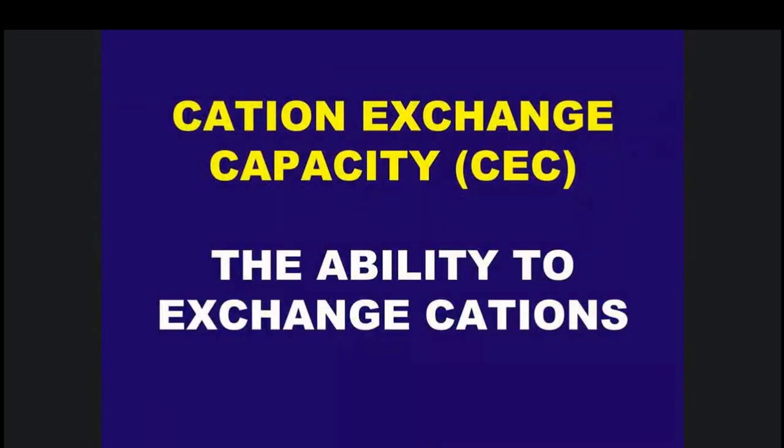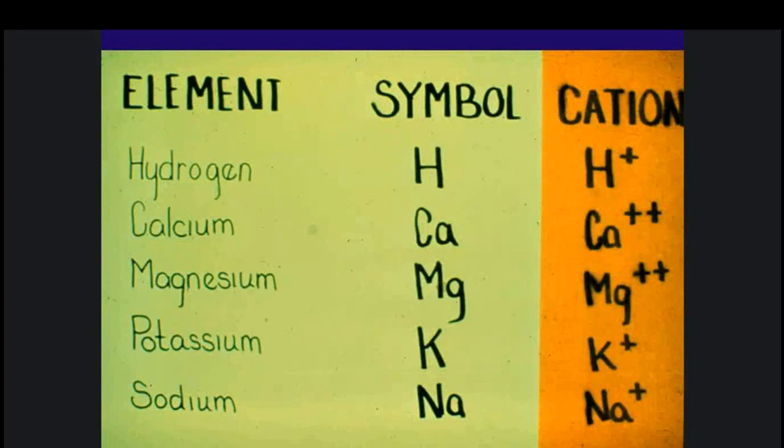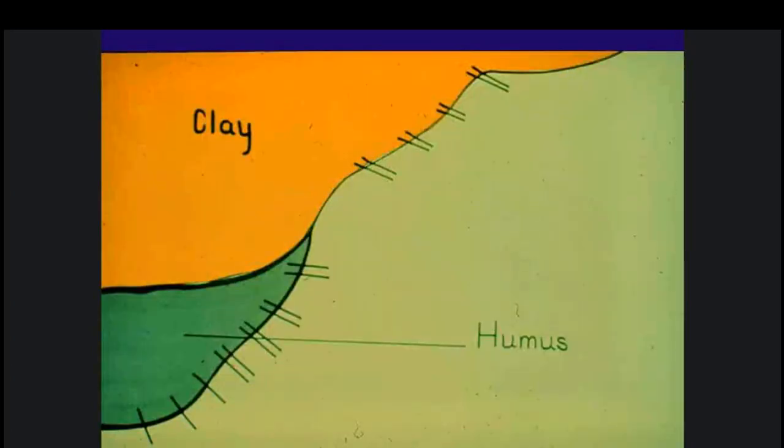What is cation exchange capacity? Again, it is the ability to exchange these cations in the soil. The soil particles, the clay and the humus, or the organic matter, have a series of negative electrical charges on it. And that's what those minus signs up there are. Just like the cation has a positive sign, the soil particles have negative electrical signs.